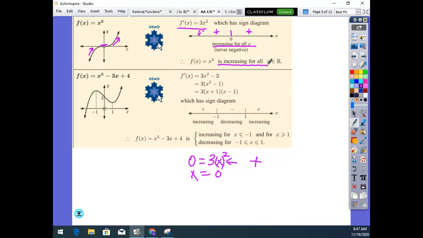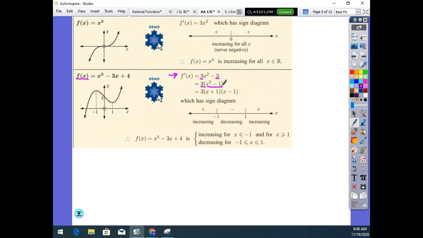Okay, this last one will probably be the best example. We have f of x equals x to the third minus 3x plus 4. So we look at the derivative, which isn't too hard. Then you've got to be able to factor to do this next part. GCF, factor out the 3.